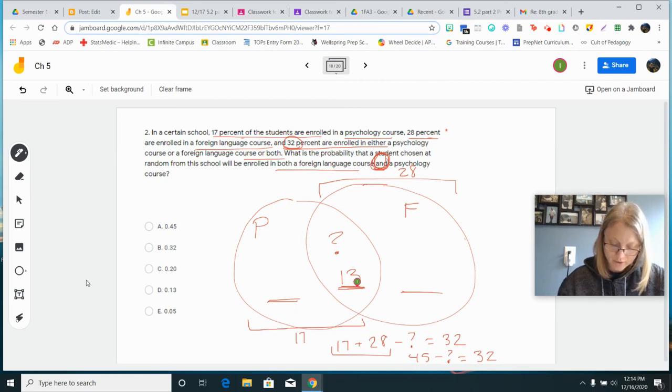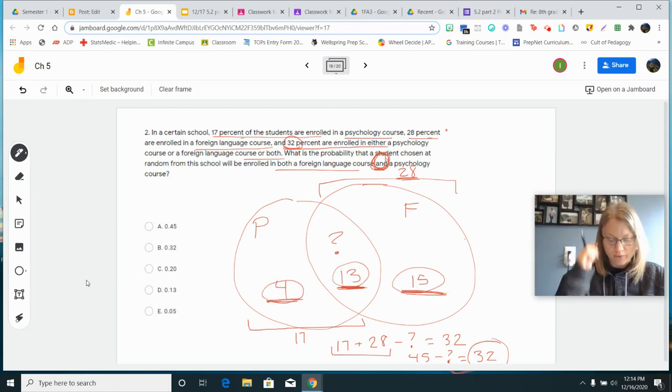Okay, well, if 13 go here, that means there's just 4 people that only take psych on their own. And in this case, there would be 15 people, so this would be 28 altogether that would just do foreign language. And if I add up 4 plus 13 plus 15, I'm going to get 32, which is that just psych, just foreign language, or both phrasing. So in this case, D is going to be your best option.